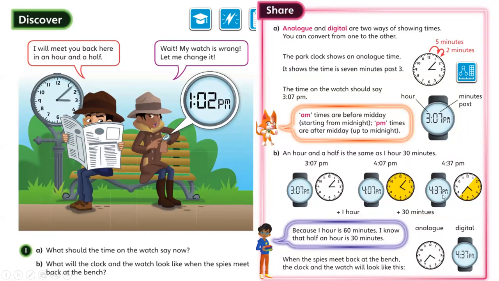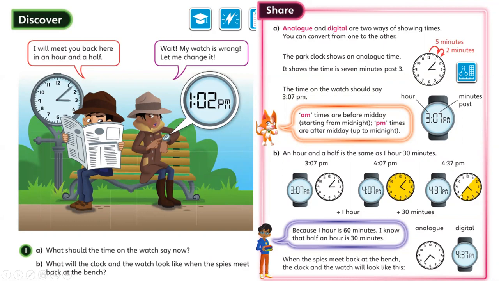Then we will now try and convert that into an analog clock. So the 4, we know the hour hand is going between the 4 and the 5. And because it's actually 37, it's past 4:30, that hour hand is going to be closer to the 5. And this is telling me it's 37 minutes past. So if we do this, we've got 37 minutes past.